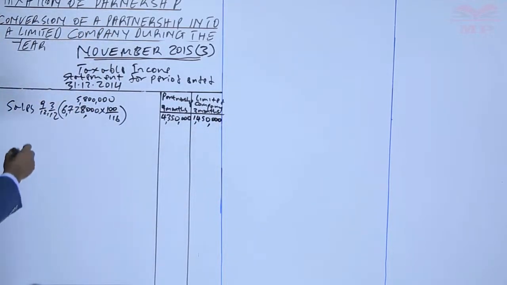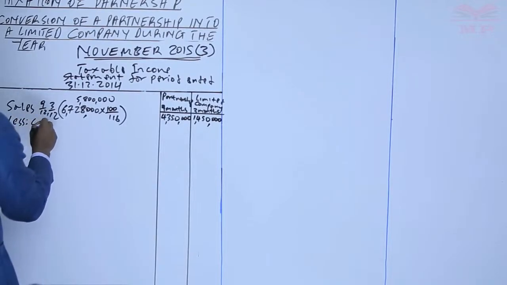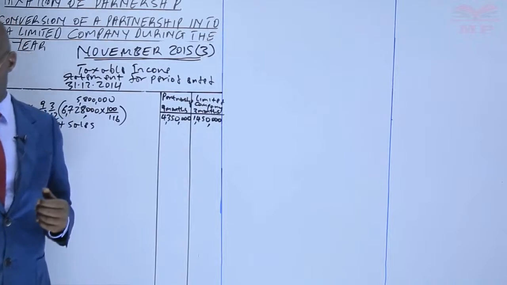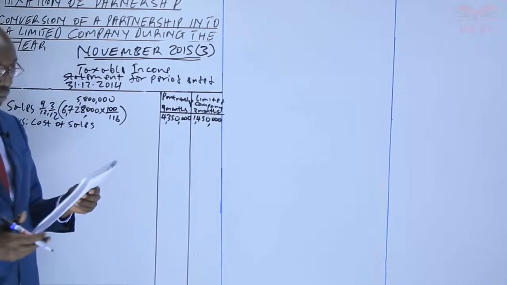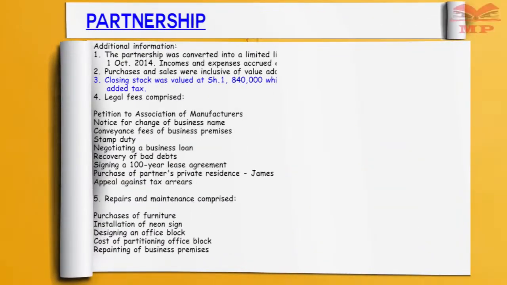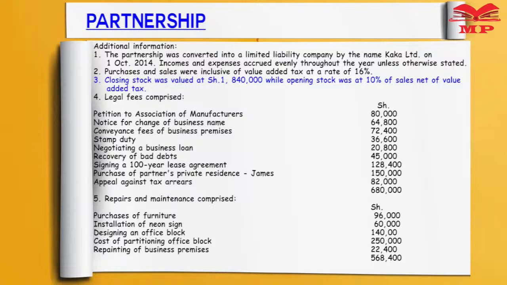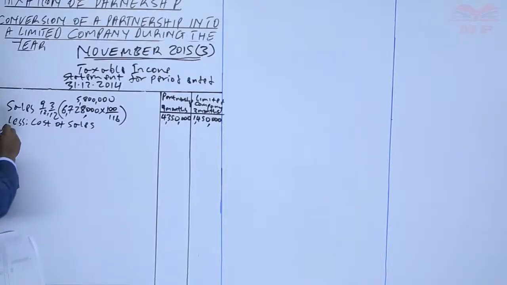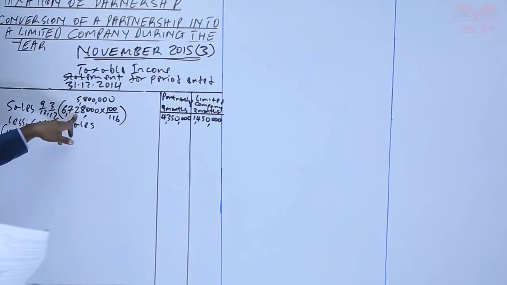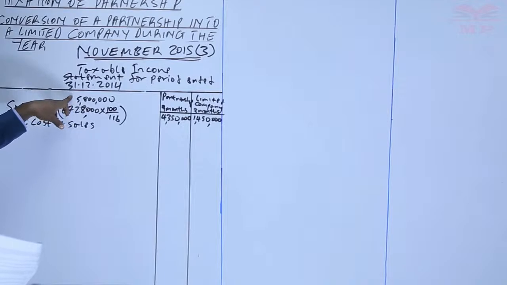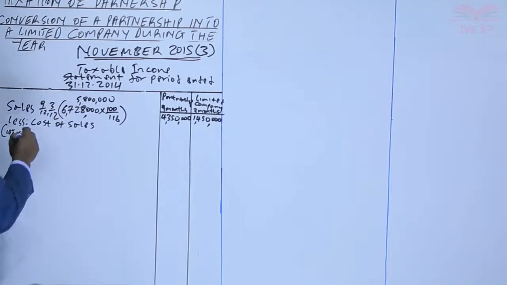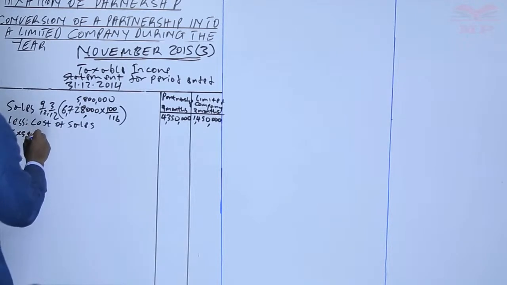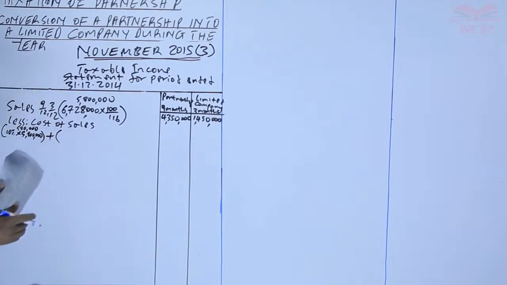Now, gross profit method, after getting the sales, we normally less the cost of sales. For the cost of sales, we normally start with the opening stock, which in this question we are told in additional information number 3. Closing stock was valued at 1840, while opening stock was 10% of sales net of VAT. So the opening stock is 10% of the sales net of VAT. The sales that is net of VAT, that does not have the VAT, is 5,800,000. So you take 10% times 5,800,000. That translates to 580,000.